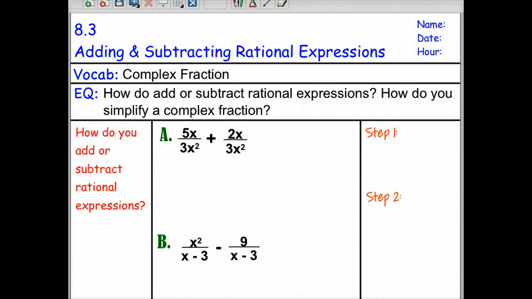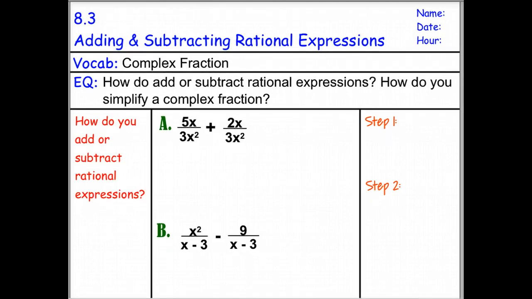Our final piece to rational expressions before we go ahead and quiz for chapter 8 is on adding and subtracting. Now, if you recall back to adding and subtracting fractions, we need to first actually factor if necessary. In the case of example A, we don't have any factoring to do.